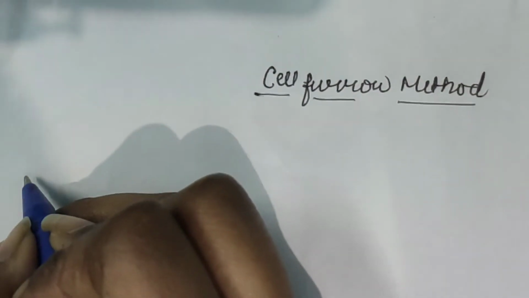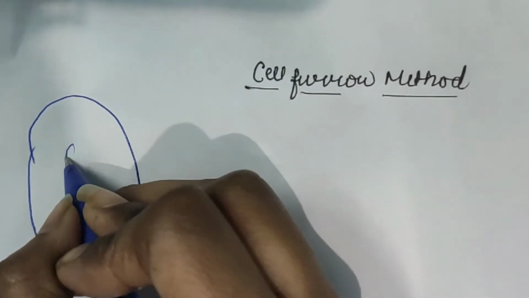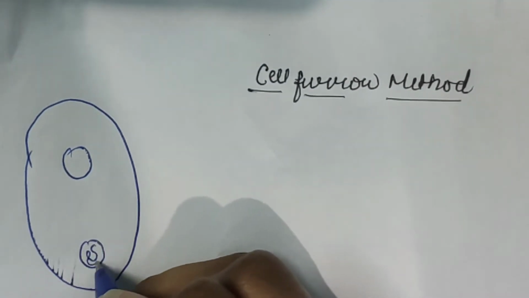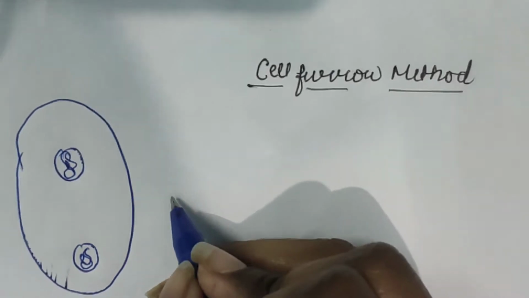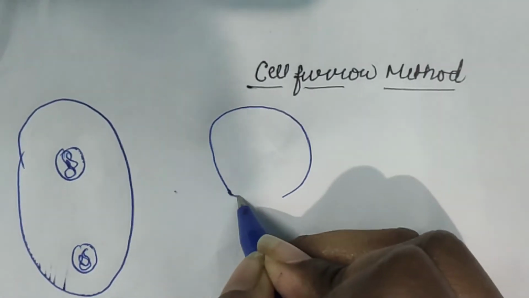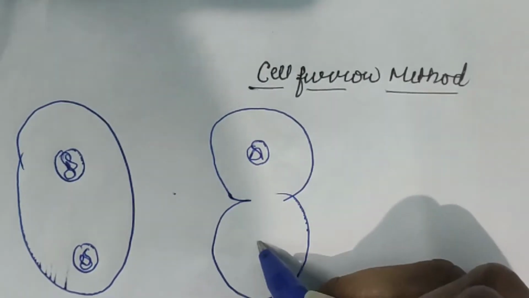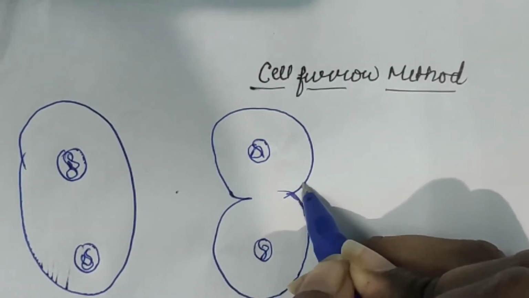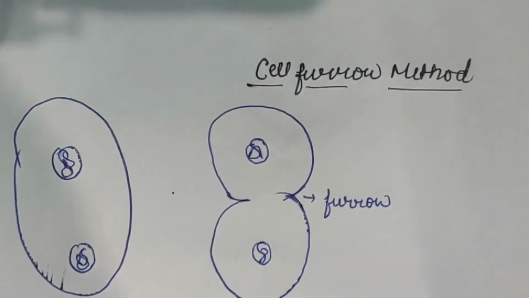Now, cytokinesis by the cell furrow method starts from the end of telophase, and at the end of telophase, an animal cell has two nuclei, right? I'm not going to draw the centrosome because now there is no need. So after the telophase, the cell membrane of the animal cell starts moving inward, and due to that it forms a kind of notch. That notch is called a furrow. That's why this method is called the cell furrow method.